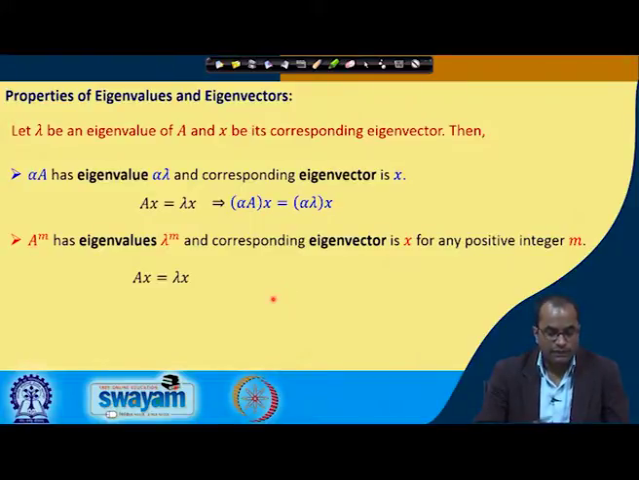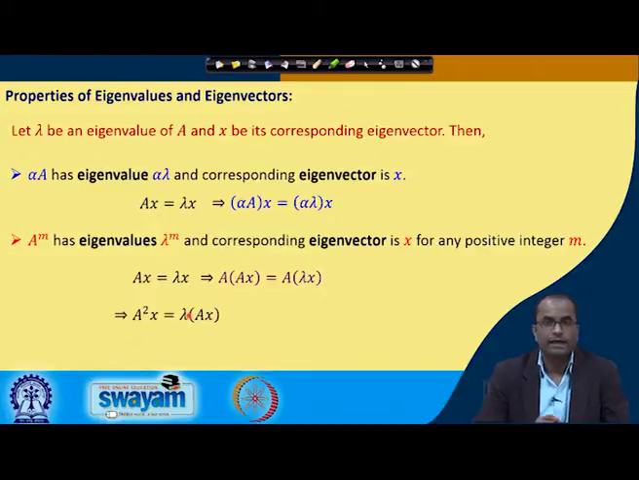This also we can easily see because we have A x is equal to lambda x, and now we can multiply, for example, just to see this result for A square. We multiply A on both sides, and on the right hand side this lambda is a constant, so we can bring it to the outside, and then we have A x there, and the A x we can replace again by lambda x by the relation A x is equal to lambda x. So, if we replace A x by lambda x, then we have lambda into lambda x, that is lambda square x.